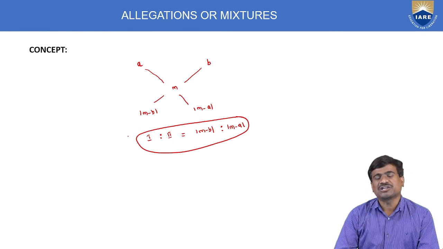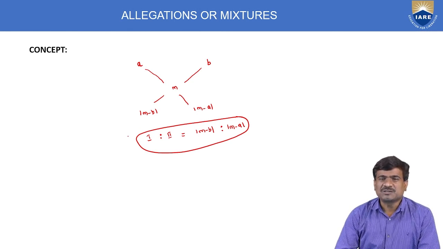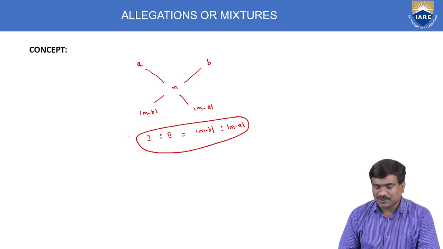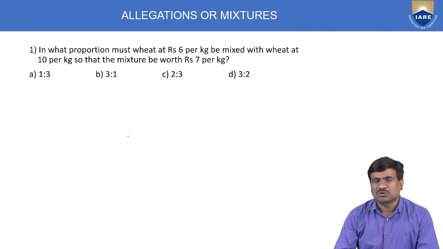In the next notation, the condition is that the mixed part is always between type 1 and type 2, that is, not more than the highest and not less than the least. Next, sample examples in the allegation topic.